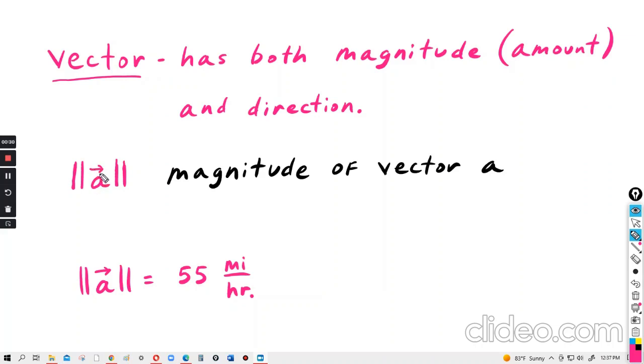The arrow always points to the right. This is not a ray because it does not continue forever, but we'll get into that later. And if you see the double bars on each side of the letter, that refers to the magnitude of that vector. So this right here would be the magnitude of vector A, and an example of that would be the magnitude of vector A equals 55 miles per hour. Notice there is no direction here. It's just the amount of the velocity or speed.